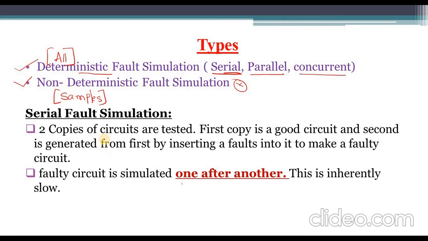Here we can use two copies of the circuits. The first copy is a good circuit and the second copy is generated from the first copy only. By inserting a fault into the first copy, we can generate the second copy. So that means the first one is a good copy circuit and the second one is a faulty circuit. So here the faulty circuits are simulated one after another. So this is inherently slow.